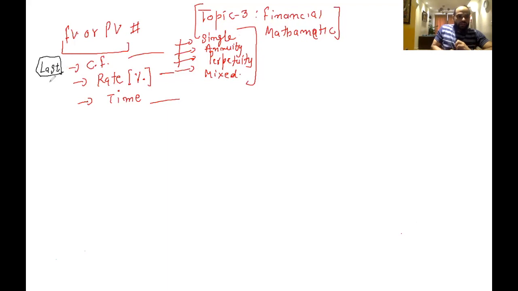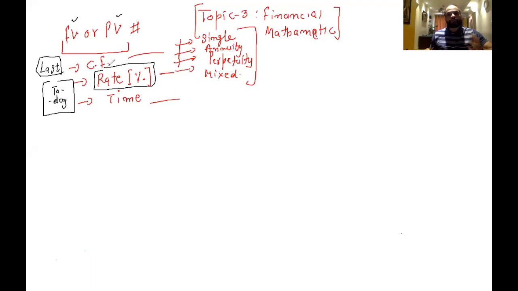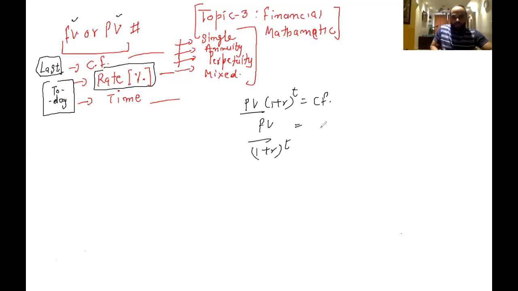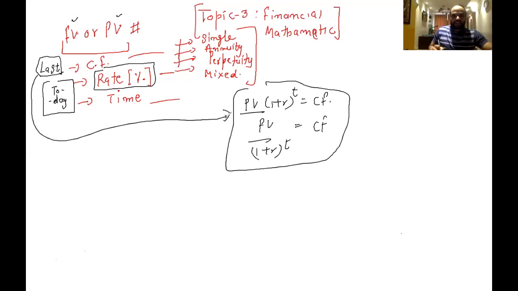So now in today's lecture, we're gonna calculate future value and present value, or calculate cash flows using the rate, right? Or we have to calculate rates using future value and present value. Like we calculate cash flows using present value, which means PV divided by 1 plus R. So using PV or FV, we are calculating cash flows, all right? That was the cash flow part, the last lecture.